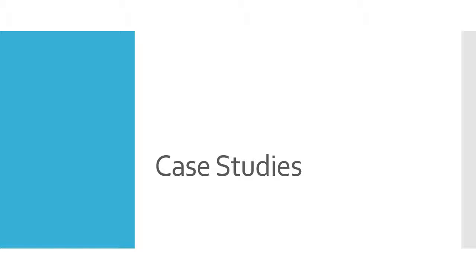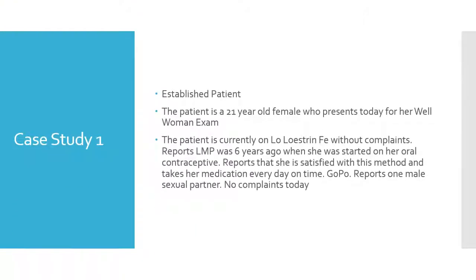Now we will test your knowledge with several case studies. You have a 21-year-old female who presents for her well woman exam. She's currently on low estrogen FE without complaints. Her last menstrual period was 6 years ago when she started her oral contraceptive. She is satisfied with this contraceptive method and has no complaints. She's a G0, P0 and reports one male partner. No complaints.